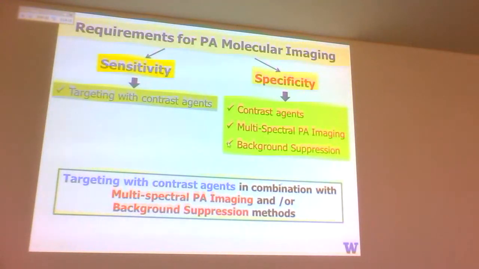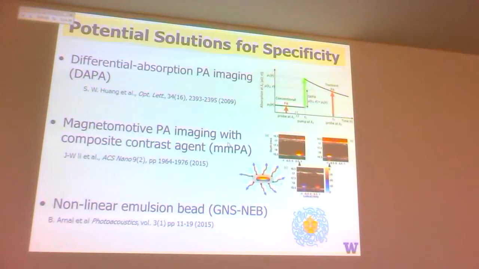Okay? So, to target with contrast agents in combination with some kind of background suppression, whether it's multispectral or some other method, is required for photoacoustic molecular imaging in vivo because of the blood that's around. So how do we do this? This is the fun part. We've been working on this, especially in the last few years when I ditched my previous job and could spend full time on this. It's been a lot of fun to look at these kinds of agents.